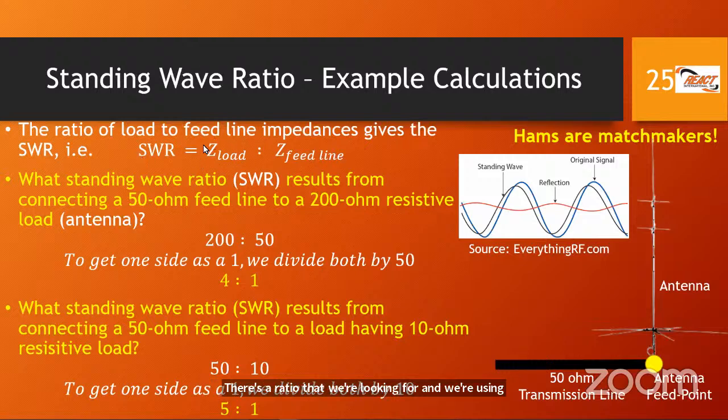We need to get the impedance of the load. They did give us that. It's 50 ohms. And then the feed line, what is it? It's 10 ohms. So therefore, we put 50 to 10 and we divide by 10. So we get 5 to 1, which is the answer.